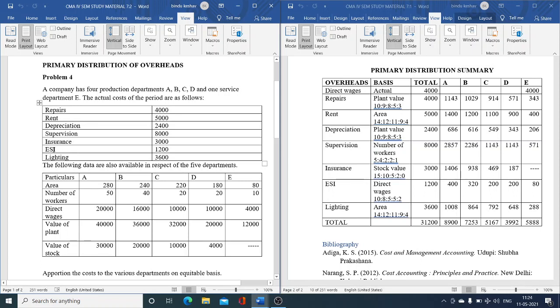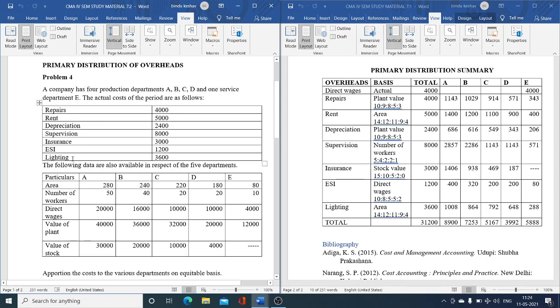ESI, that is employee state insurance. This is like the contribution made by the employer towards employees insurance. Similarly, we have the PF contribution made by the employer to the employee. So we have ESI contribution as well as PF contribution and all. So these contributions are actually based as a percentage of the wages. So now we have information about the direct wages. So the basis of apportionment will be direct wages. If this information is not available, then we will consider the number of workers. So in this case the information is available, the direct wages for different department. So ESI will be based on direct wages.